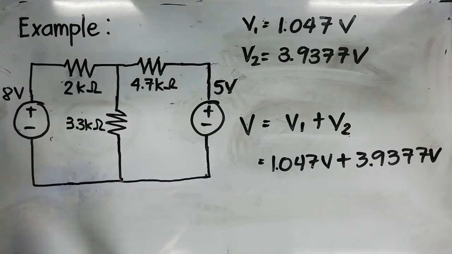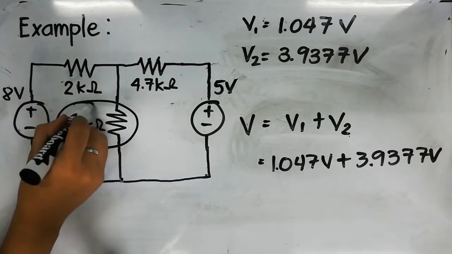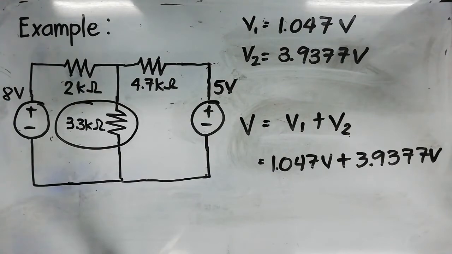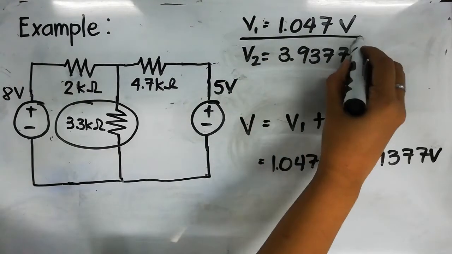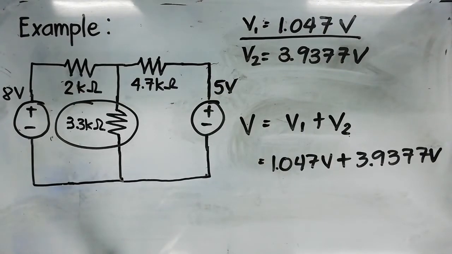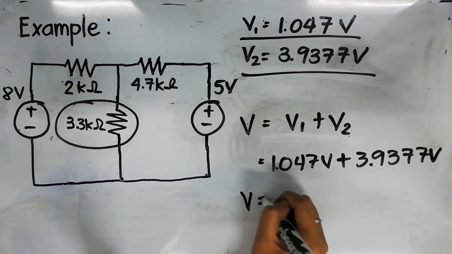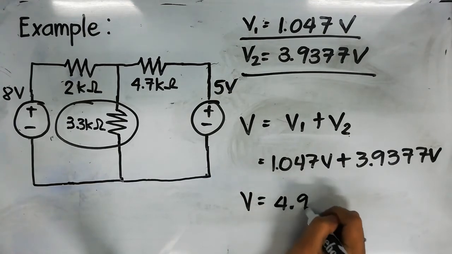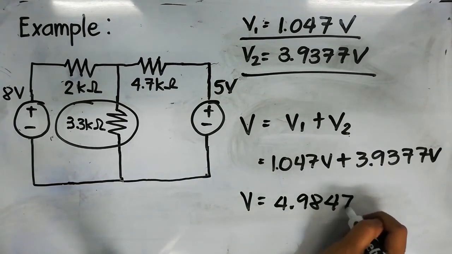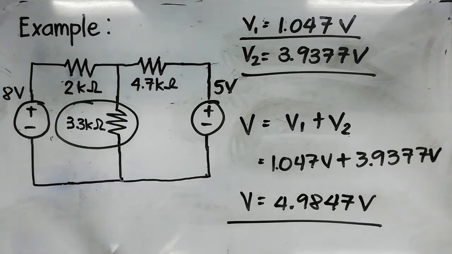Therefore, your voltage drop across the 3.3 kiloohm resistor is V1 plus V2, where our V1 is 1.047 and our V2 is 3.9377. So if we add them together, it will give us an answer of 4.9847 volts.